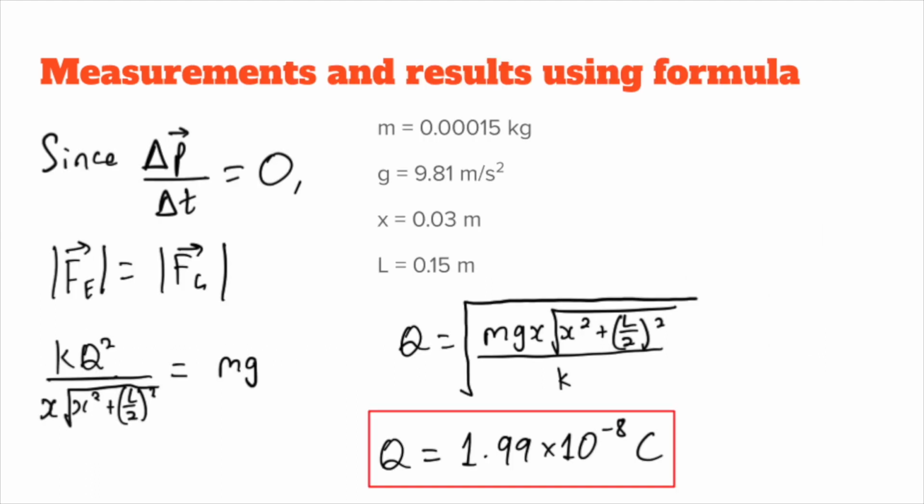So using the formula for the superposition that we discussed in the introduction, and when we plug in our values listed here, we get the value for the charge to be around 2 times 10 to the power of negative 8 coulombs.